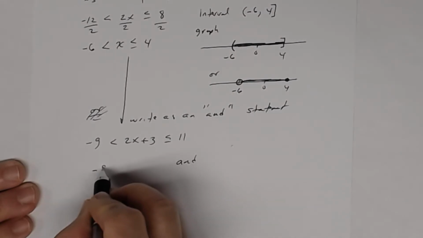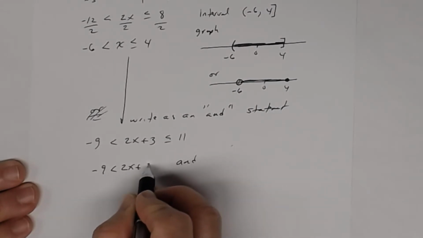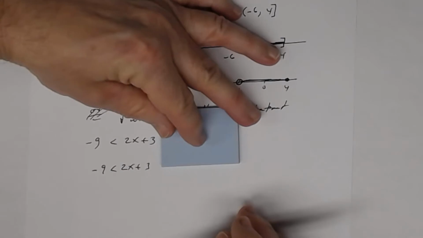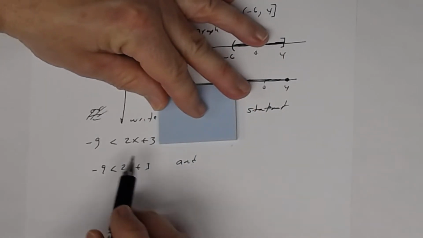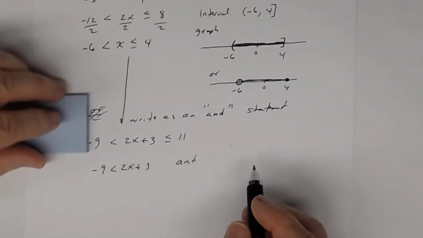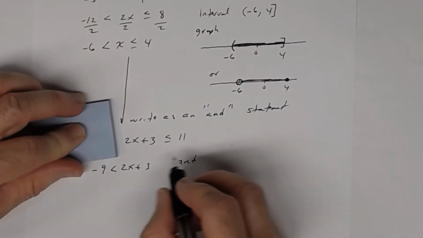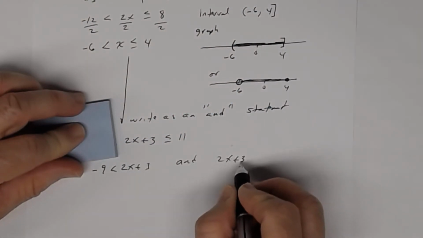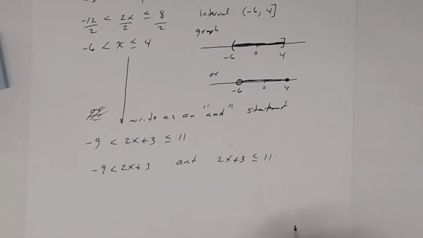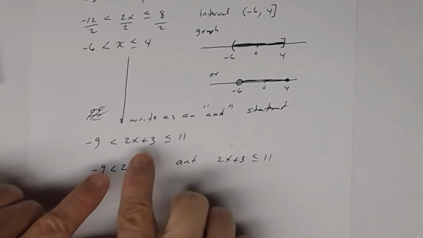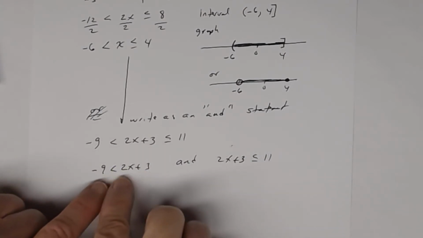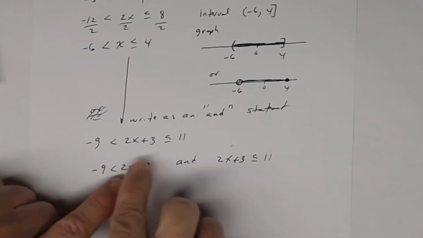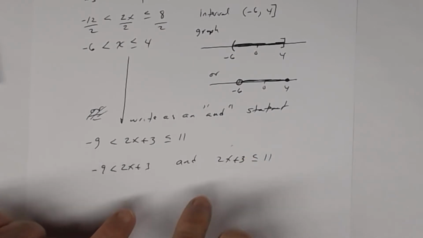So you'll say negative 9 is less than 2x plus 3. It's kind of like you're covering up the inequality part that's on the right side. And you're going to cover this part up, and you're saying 2x plus 3 is less than or equal to 11. All right, so what you're saying is that the solutions to this original inequality would be the solutions that are in here, and what they have in common.